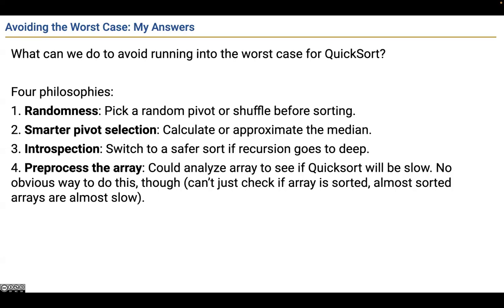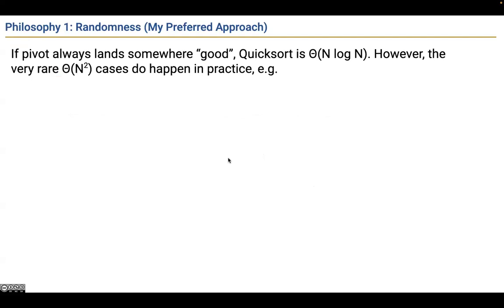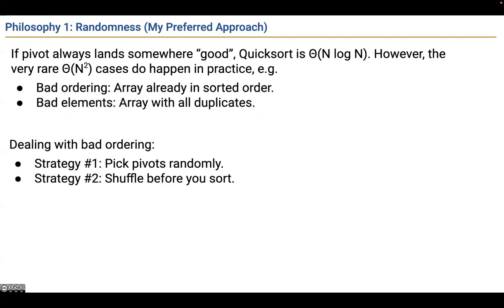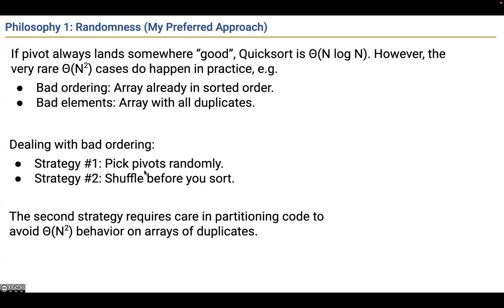Let's explore them. So the first one is randomness. We already saw that if you shuffle the array ahead of time, now you have a random array, and we already saw that random arrays have n log n runtime with extremely high probability. So you can either pick the pivots randomly, so instead of always choosing the leftmost pivot, pick any old item in the middle and make that the pivot, or just shuffle the entire array before you sort.